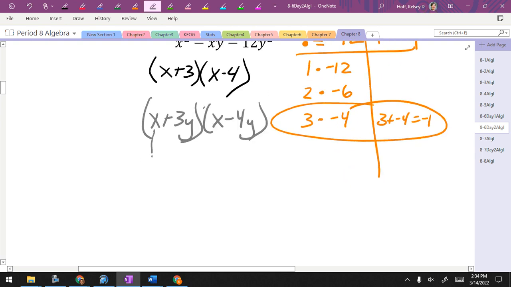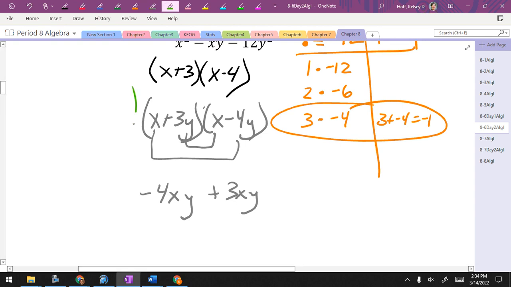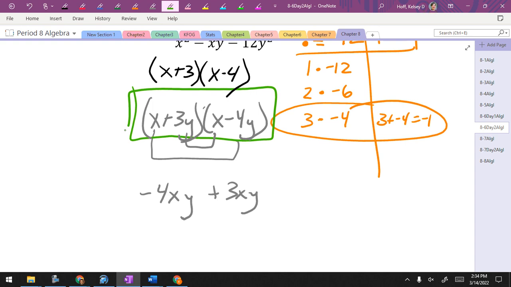Because when I go to multiply x and negative 4y, I get negative 4xy. And 3y and x, I get a positive 3xy. So that's how my variables come into play. So the second variable just means that your second term in your binomial is going to have a variable. Thoughts?